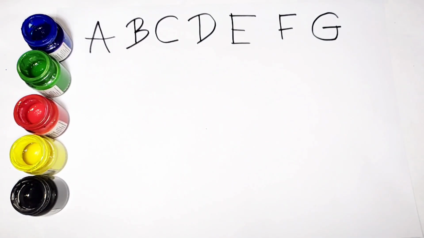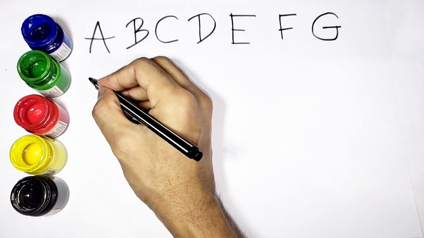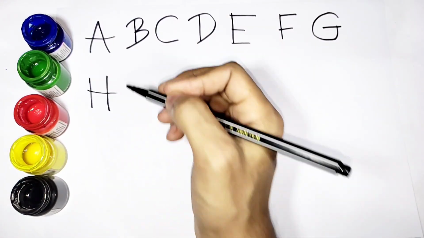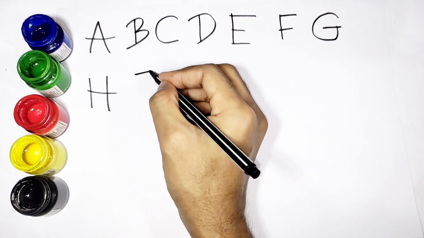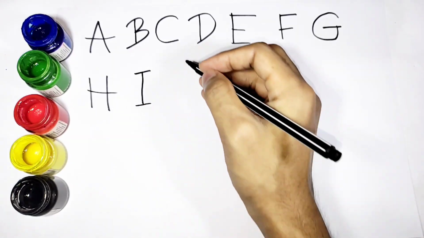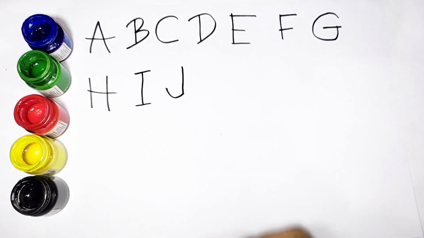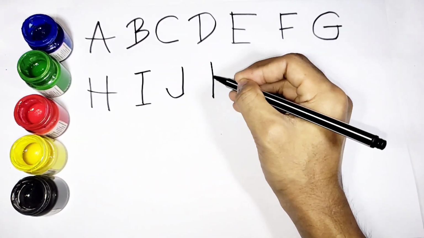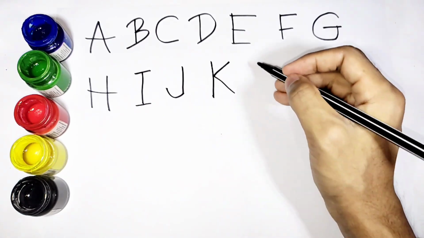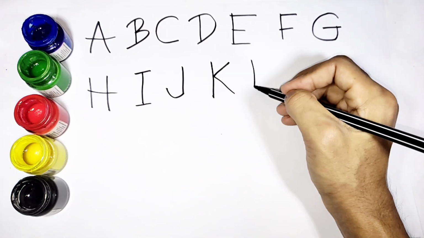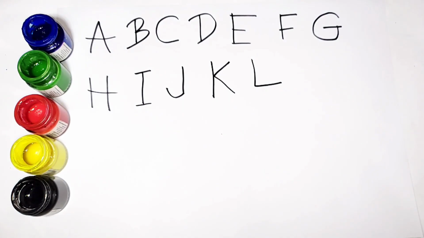And the next one is G. G for God. The next one is H. H for hand. I. The next one is J. And now we'll draw K. K for kite. The next one is L. L for lion, L for lemon.